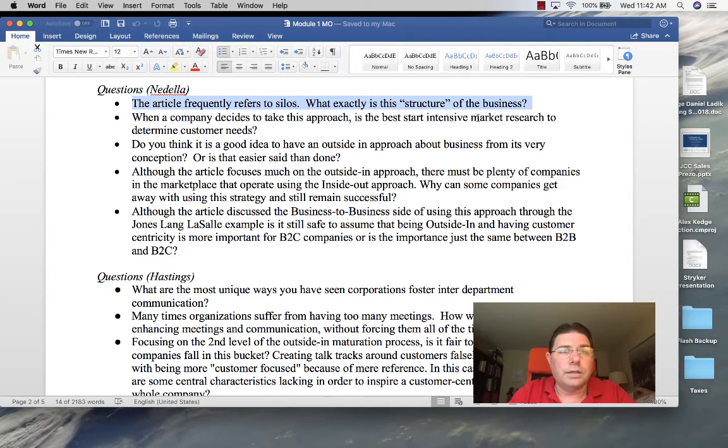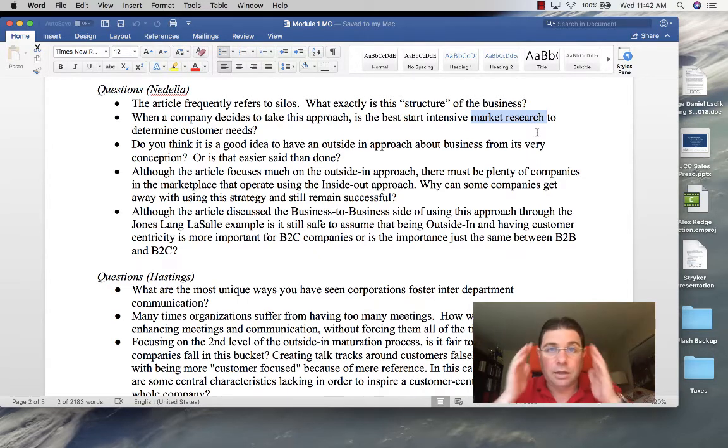When a company decides to take this approach, is it best to start an intensive marketing research to determine your customer needs? Even more than just marketing research. Okay, marketing research is primary data, secondary data, reports. But in my opinion, you need to use your internal data, your customer data. We're going to do satisfaction, loyalty, and CRM, and we're going to get into this discussion very greatly. But this is also a digital class.